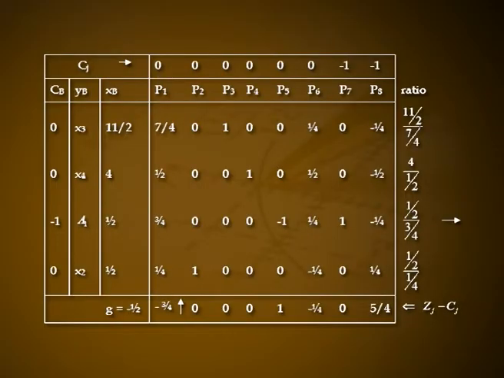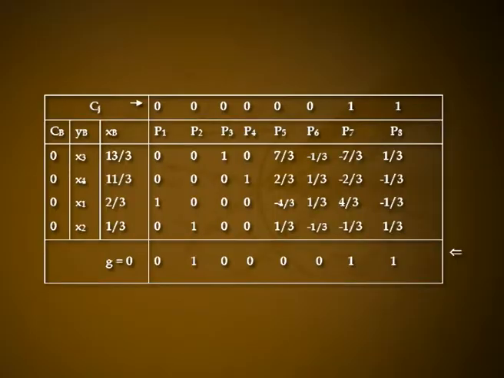Since the current solution is not optimal, the variable x2 enters the basis and a2 leaves the basis, and then the new simplex table is here. x1 enters and a1 leaves the basis. In the next iteration, since all Zj minus Cj's are non-negative, the current solution is optimal. From here the second phase of the problem starts.